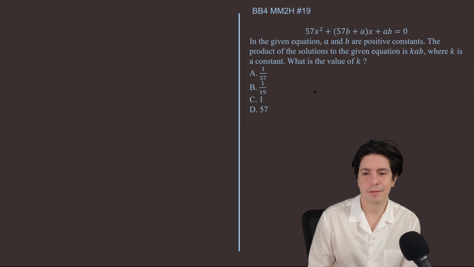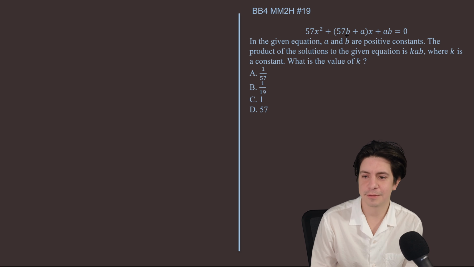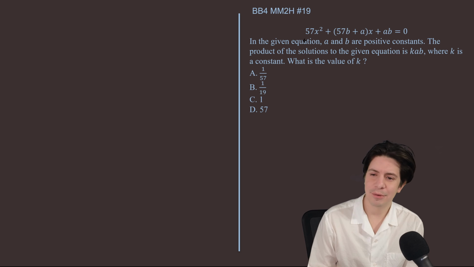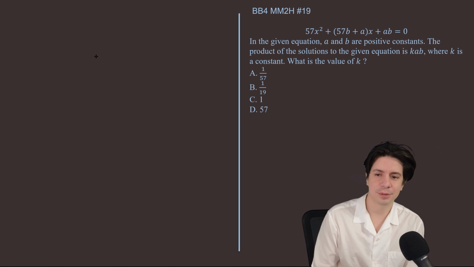All right, we have this one here: 57x squared plus (57b plus a)x plus ab equals 0. In the given equation, a and b are positive constants. The product of the solutions to the given equation is kab, where k is a constant. What is the value of k? What I'm noticing is that I could see this sort of being like the sum and multiplication of 57 and these. So I think I could factor it.